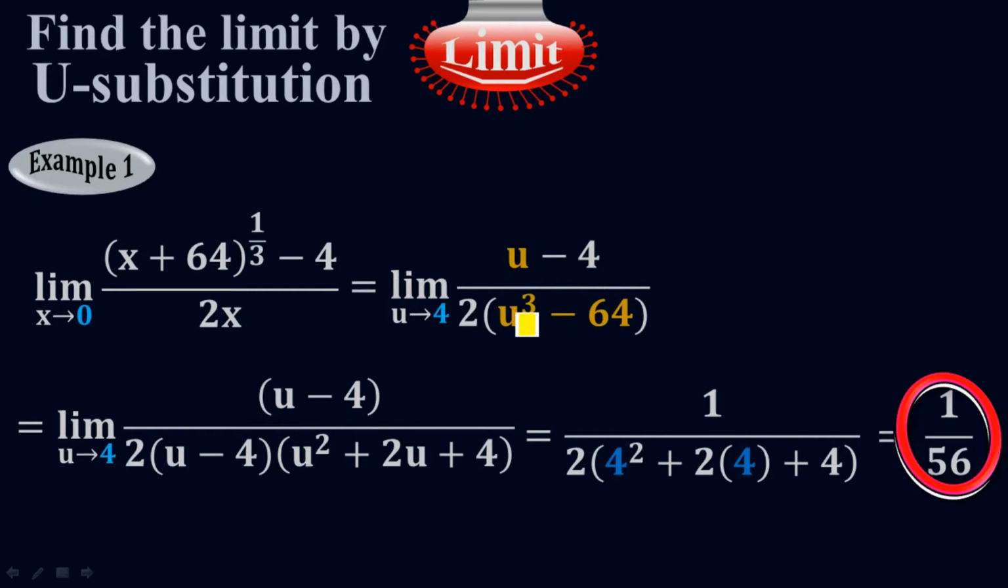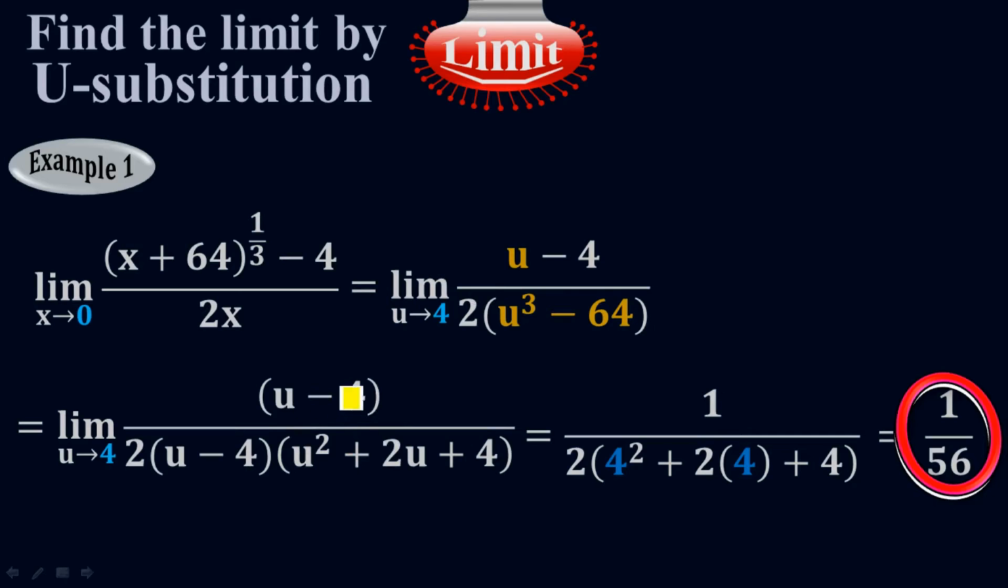If you look here, u cubed minus 64 is a kind of formula, u cubed minus 4 cubed, because 64 equals 4 cubed. So therefore u cubed minus 4 cubed equals u minus 4 into u squared plus 2u plus 4. It's the formula of a cubed minus b cubed. Just apply this a cubed minus b cubed formula here.